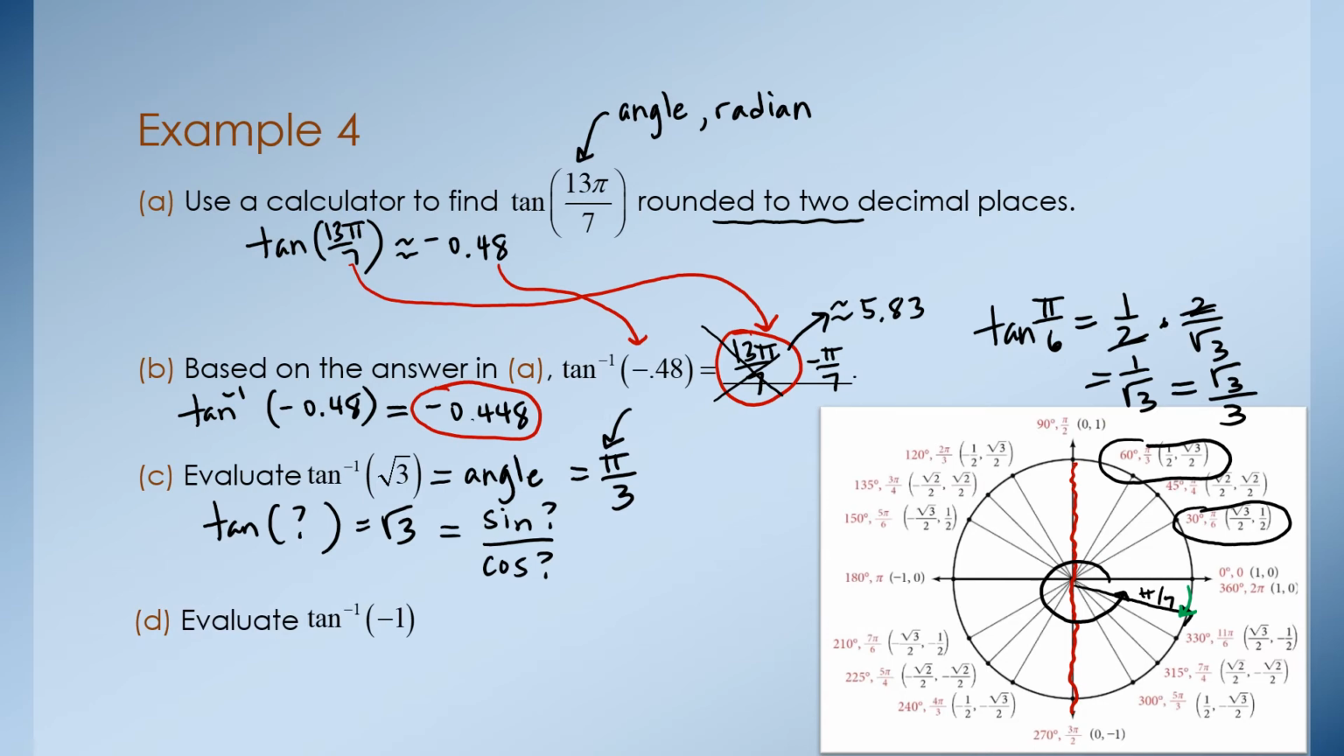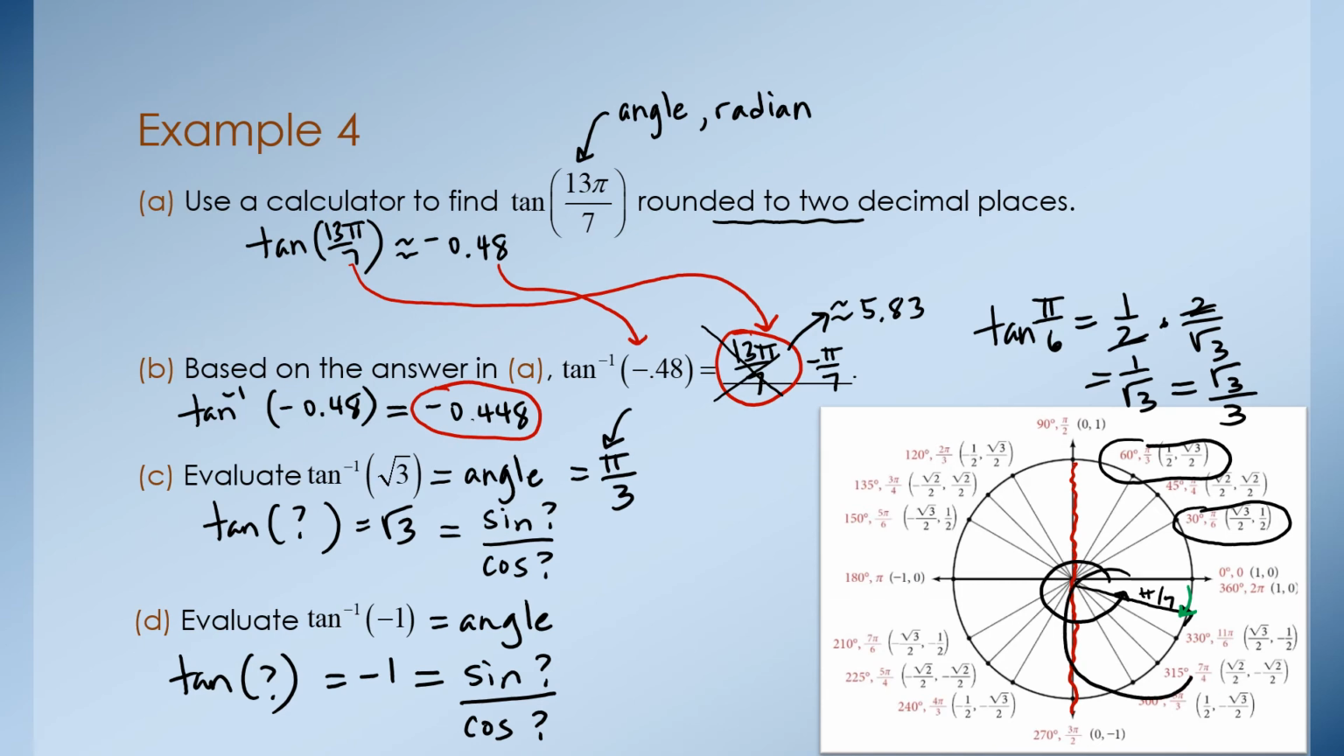And then finally, the last one, evaluate tangent inverse of negative 1. And like we saw above, we know that we're looking for an angle. So the tangent of what angle produces negative 1? Well, in order for that to happen, I know that the sine of that angle divided by the cosine of that angle must give me negative 1. And negative is only going to happen in this fourth quadrant. And not only that, but the only angle that is going to give me a negative 1 is going to be a multiple of pi over 4.